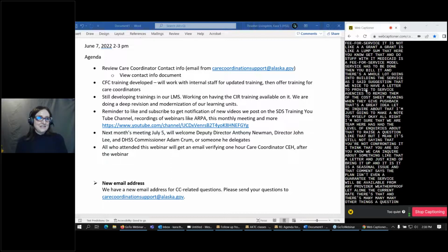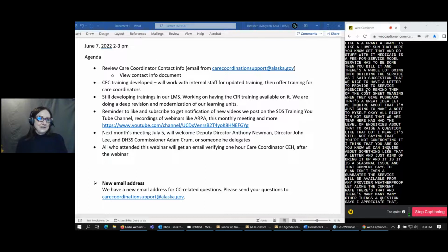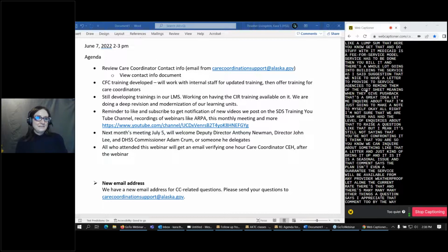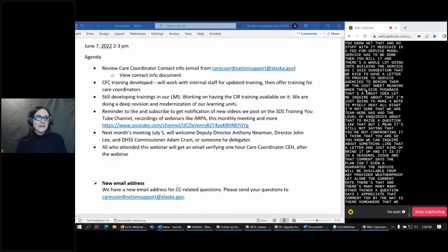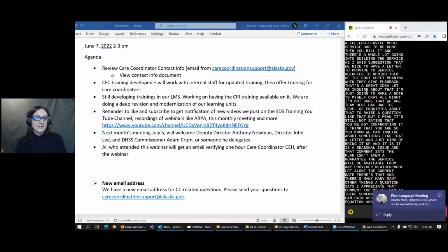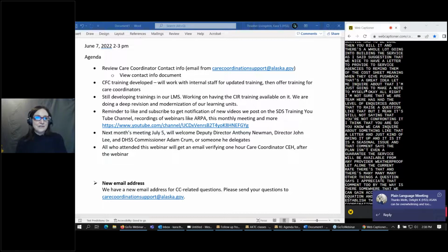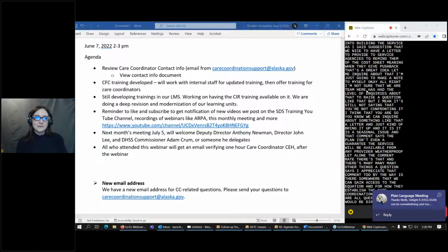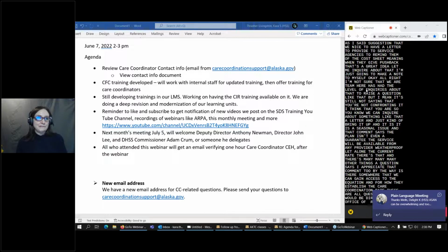Question says, and I appreciate that comment too, by the way: is there somewhere that we can gain access to the equation for how they establish the care coordination rate? These are all questions that would be directed towards the Office of Rate Review.